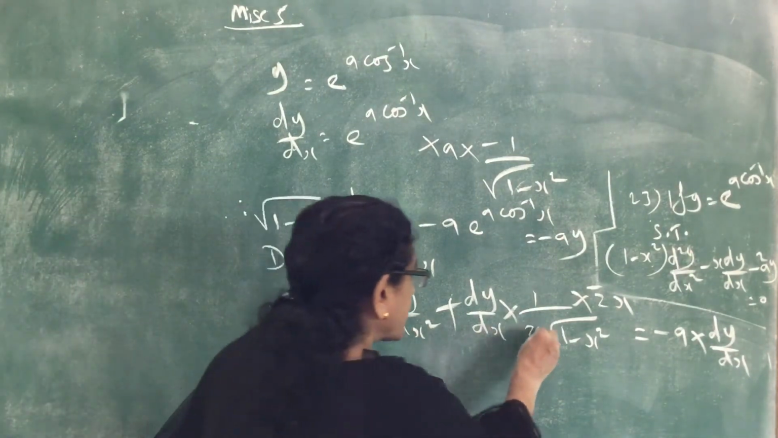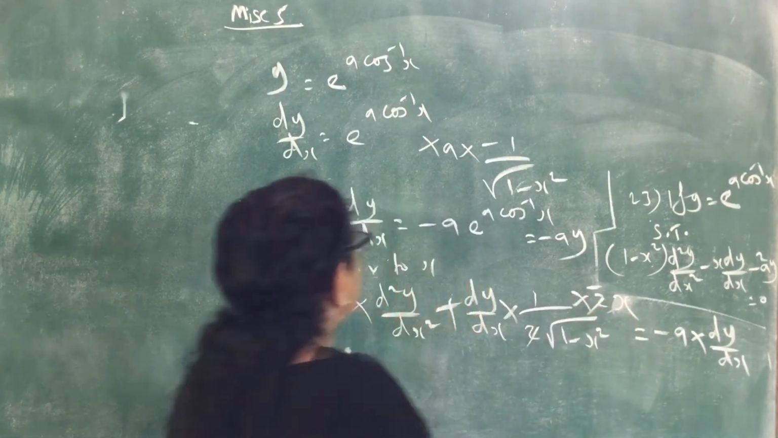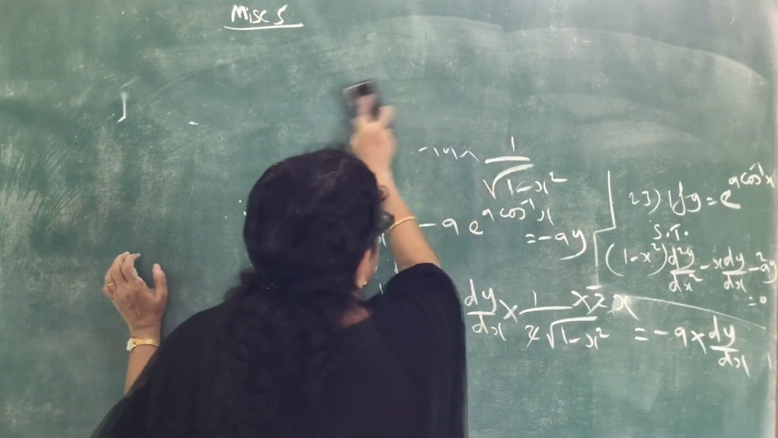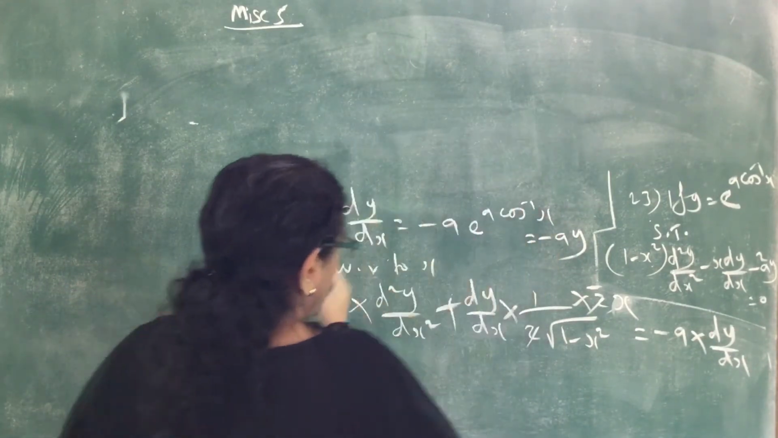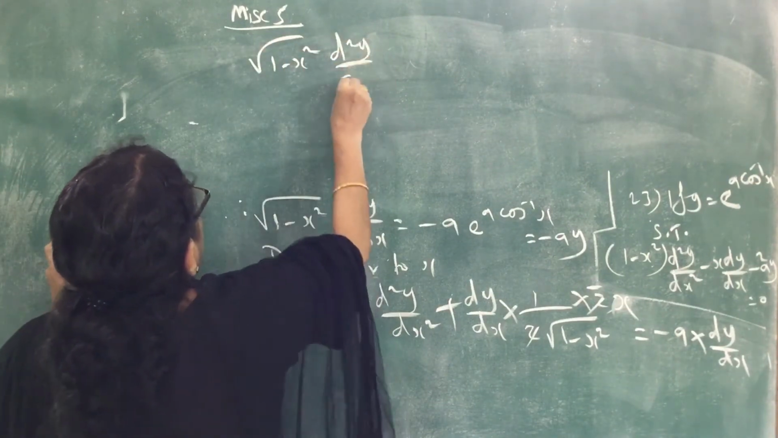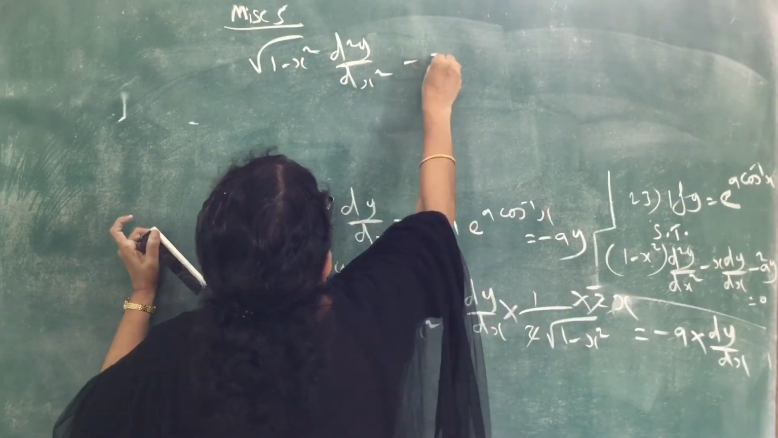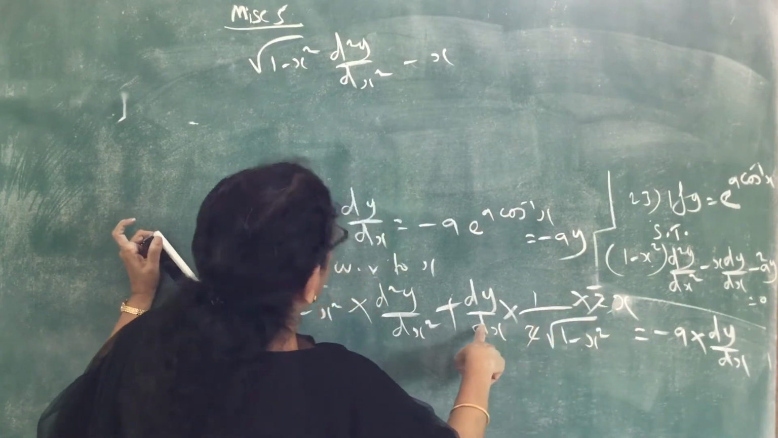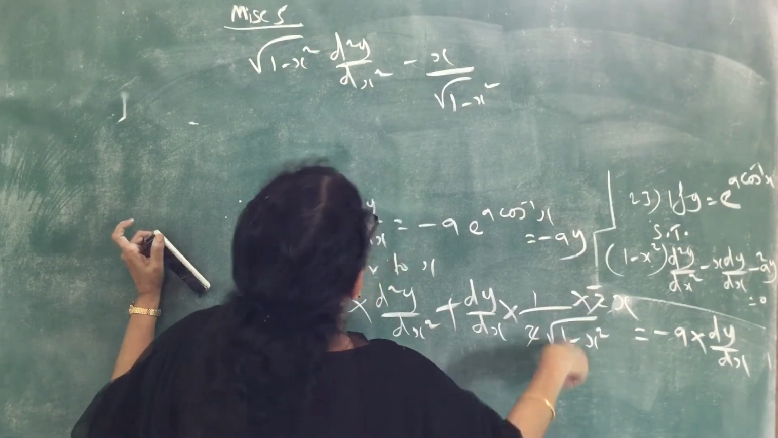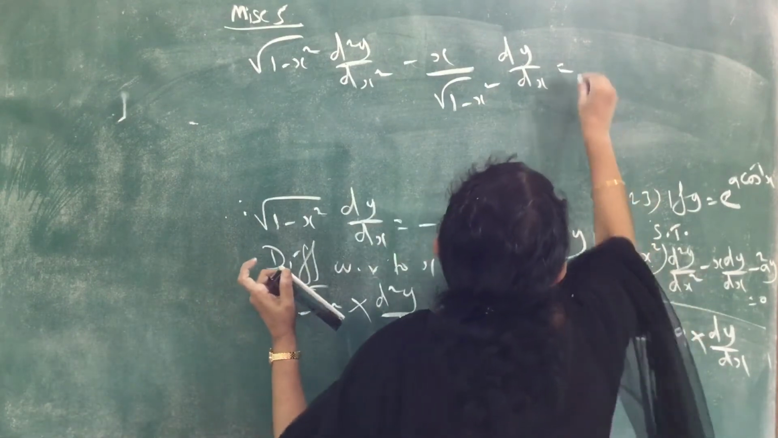Now we can simplify. So what do we get? Here that is root of 1 minus x square into d square y by dx square, plus minus x by root of 1 minus x square into dy by dx, equal to minus a into dy by dx.